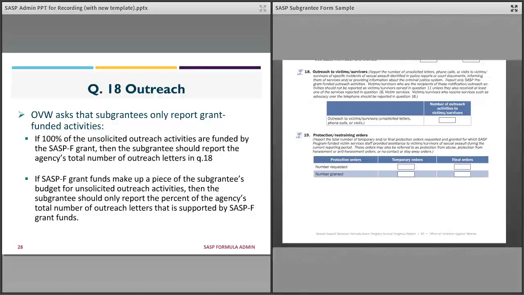So in this example, you would have 50% of the FTE, or 0.5, as an outreach advocate, and then for question 18, you would report half, or 50%, of their activities that were unsolicited outreach. So in this example, it would be 500 instead of the full 1,000 that were done, because we're prorating to reflect only what was SASP Formula grant funded.